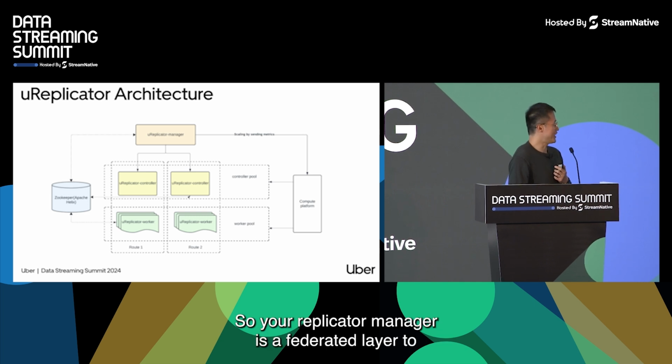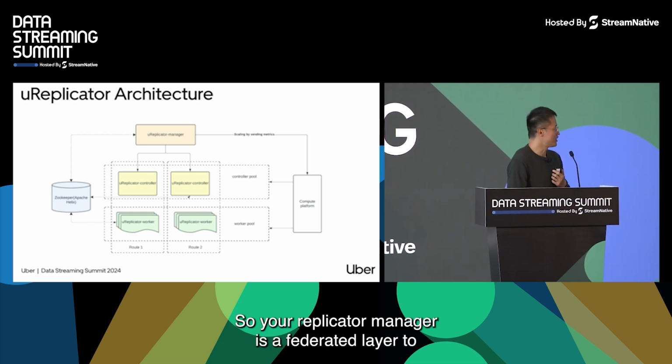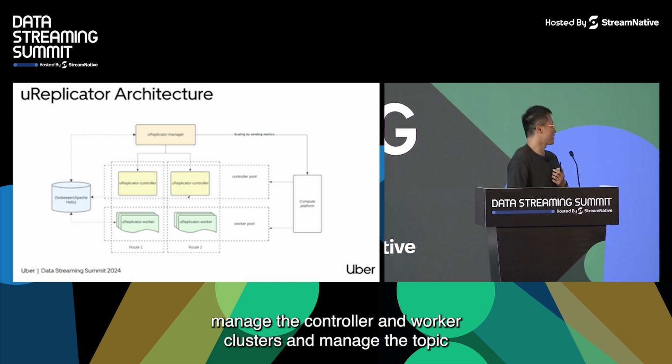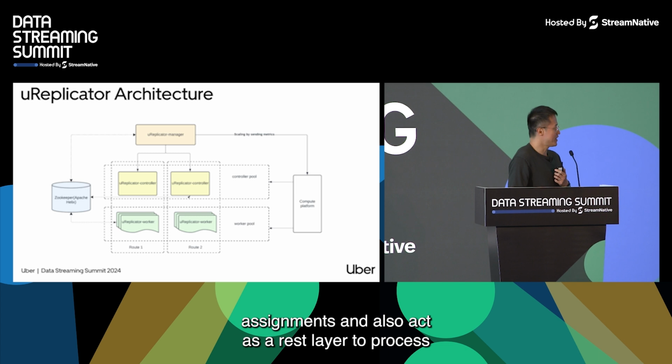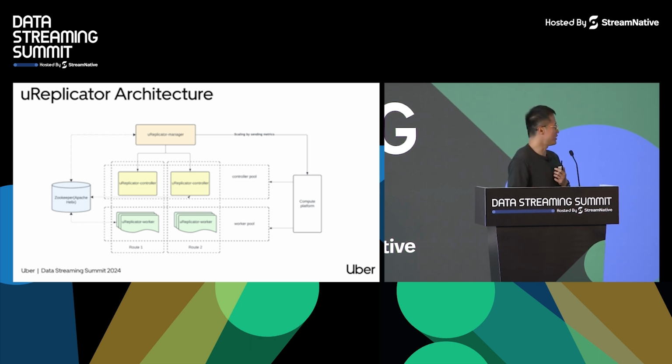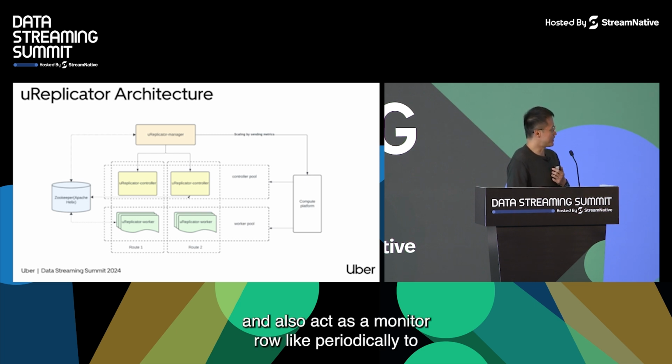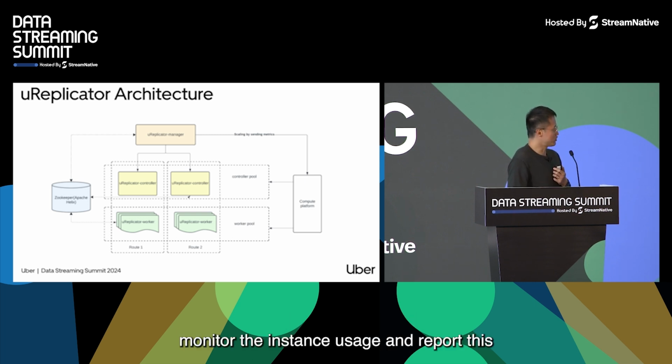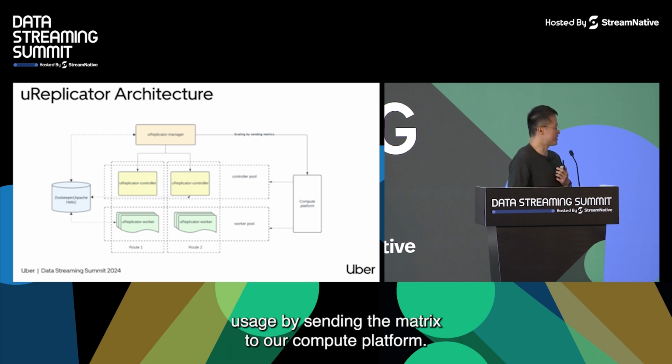So the uReplicator manager is a federated layer to manage the controller and worker clusters and manage the topic assignments, and also acts as a REST layer to process requests, like create the topic replication and delete the topic replication, create and delete the routes, and also acts as a monitor, periodically monitoring the instance usage and reporting this usage by sending the metrics to our compute platform.